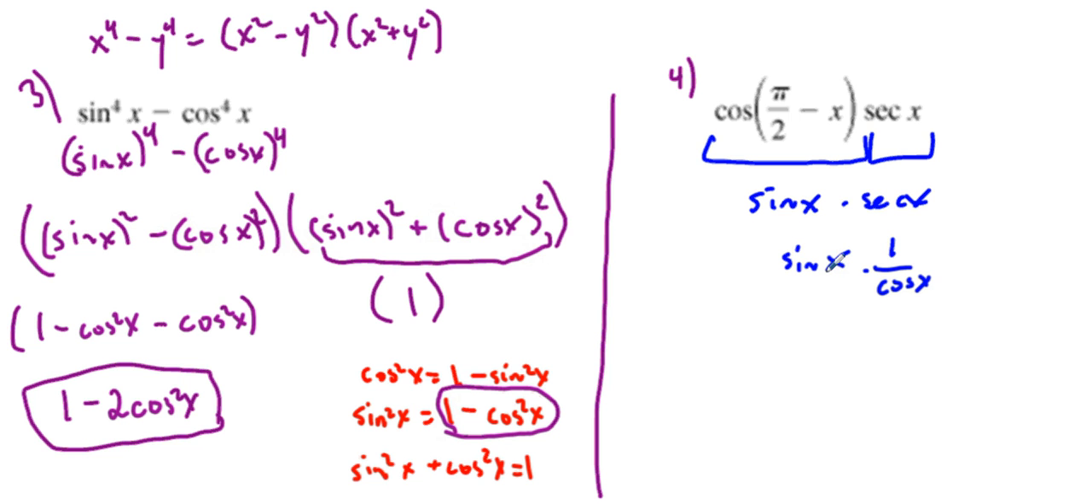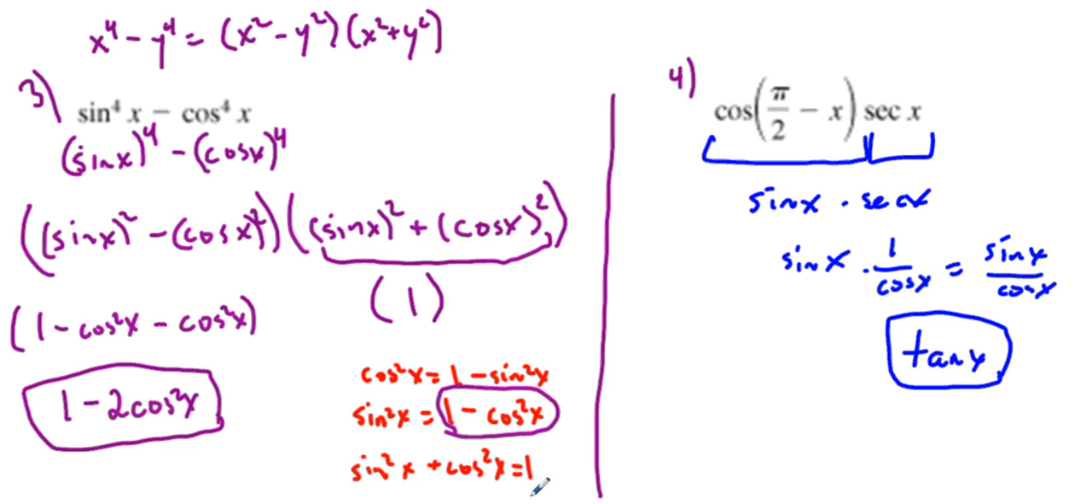So now we have sine times 1 over cosine, which is sine of x over cosine of x, which I think we all know is going to equal tangent of x. And so that one simplifies to tangent of x, and that's what we got.